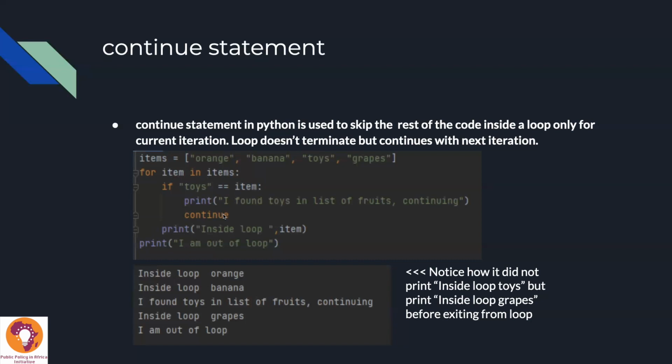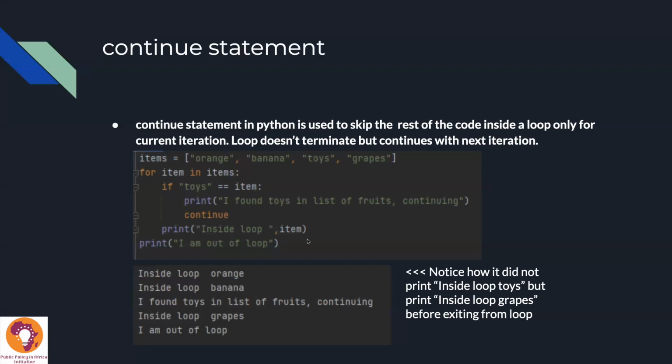What continue does is it just goes to the next iteration of the loop. Instead of coming down and executing this line of code, we skip whatever is remaining in the for loop and we come to the next iteration. So now we have grapes for item. This evaluates to false. So we print inside loop grapes. Now we've reached the end of our iterable list here, and we're going to output I am out of the loop.